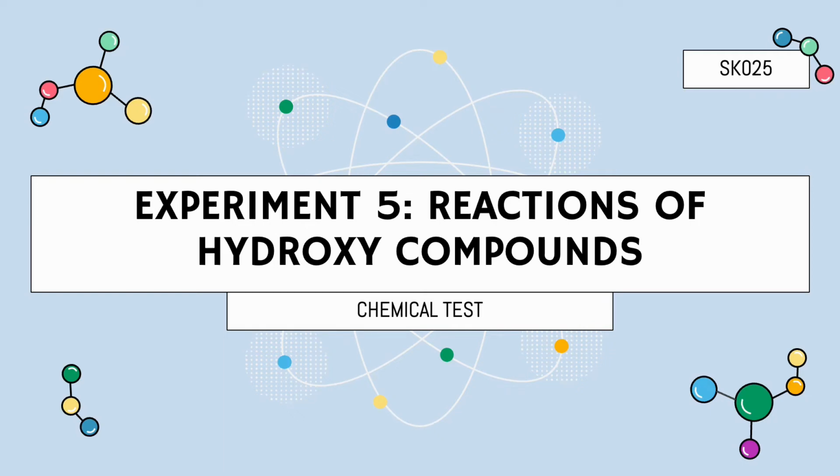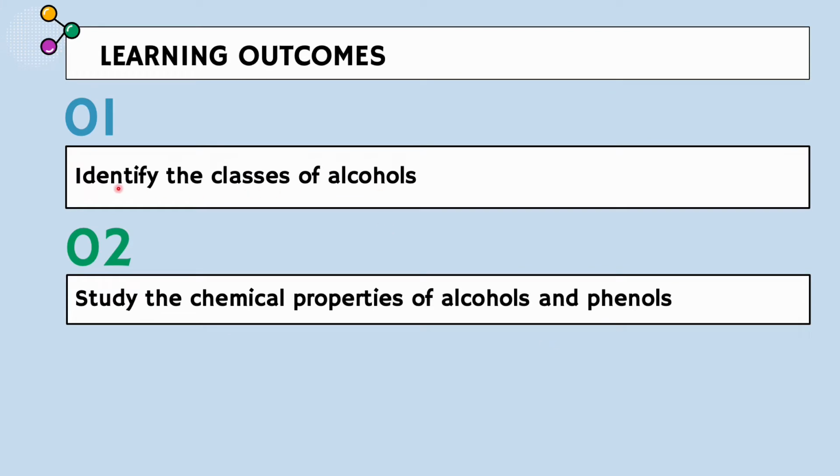Okay, so for today's pre-lab session, we're going to discuss the chemical reaction that we're going to use for experiment 5, which is the reaction of hydroxy compound. So by the end of this lesson, you should be able to identify the classes of alcohol and to study the chemical properties of alcohol and phenol.